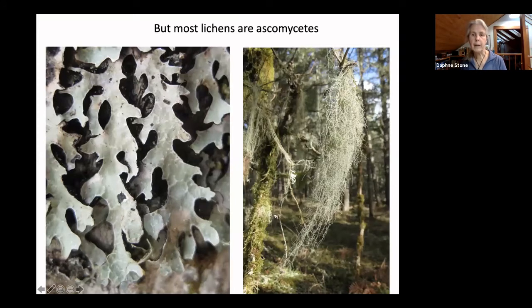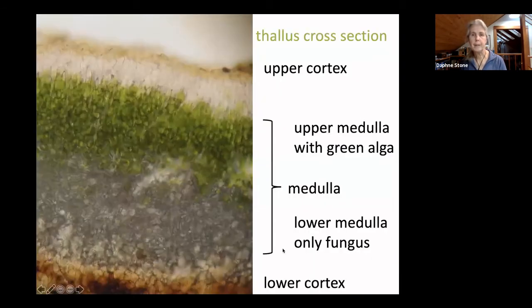But most lichens are ascomycetes. So let's take a cross section through a lichen and just see what it looks like in there. There's an upper cortex where the cells are small and usually roundish and stuck together very tightly. Then there's the medulla, which is this whole area here. The upper medulla has the photobiont in it, in this case, a green alga. And the lower medulla has no algae in it at all. It's just fungal hyphae. And then there's a lower cortex, again, made out of small cells of fungus.